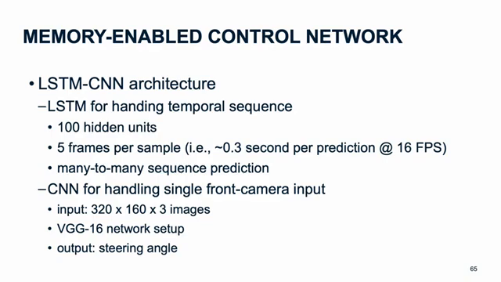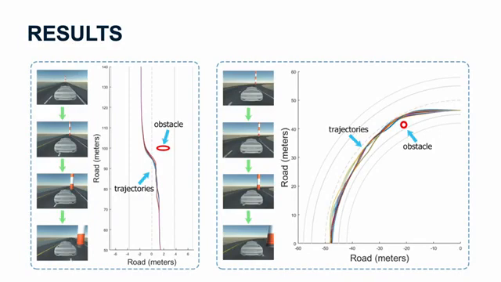So next, I will briefly talk about the memory-enabled control network. This network consists of an LSTM-CNN architecture. The LSTM handles the temporal sequence, has about 100 hidden units, about 5 frames per sample, and it has many-to-many sequence predictions. The CNN handles the single front camera image inputs. We assume that the input will consist of 320 by 160 by 3 images, and use a VGG16 network setup. It outputs a steering angle telling us how to drive and steer the car.